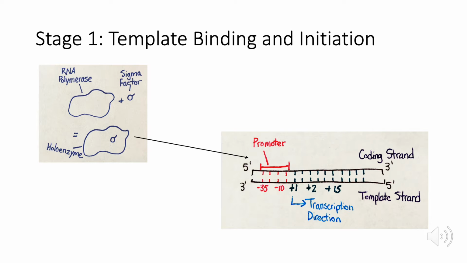In the first stage of template binding and initiation, the promoter region of the DNA is recognized by the RNA polymerase enzyme. This is done by the sigma factor of the RNA polymerase, which converts the RNA polymerase from a core enzyme into a holoenzyme.